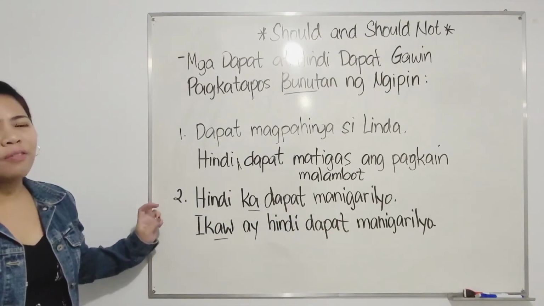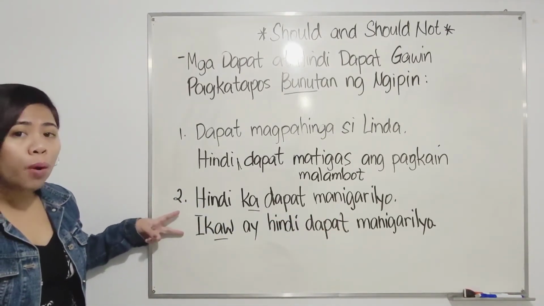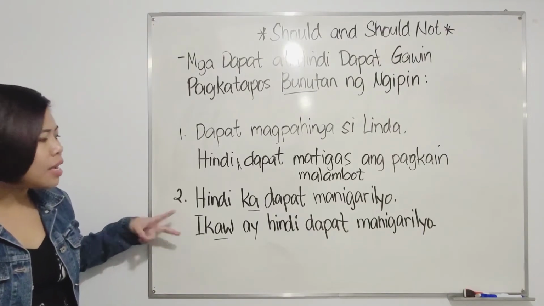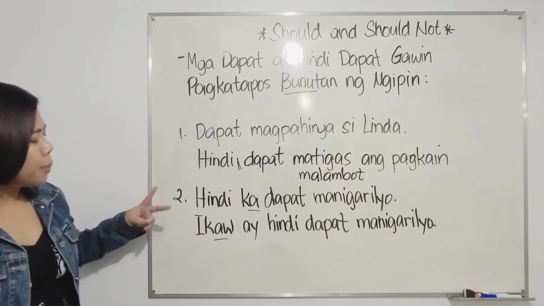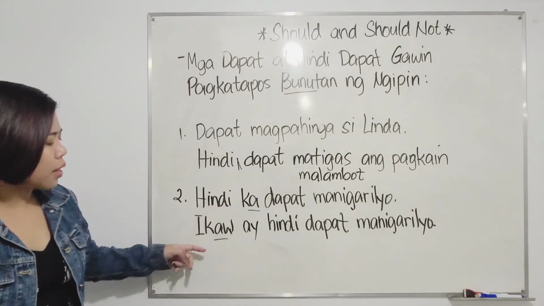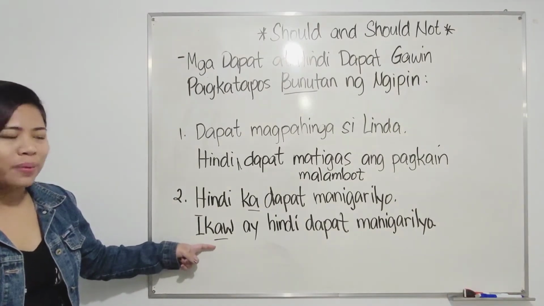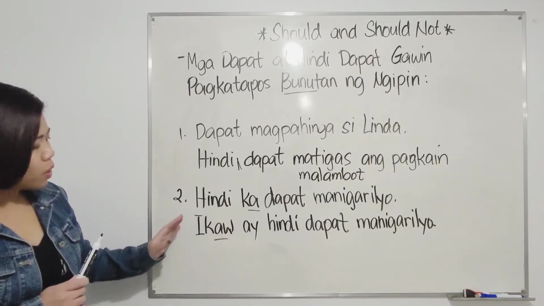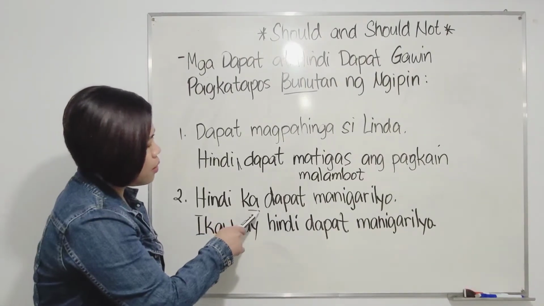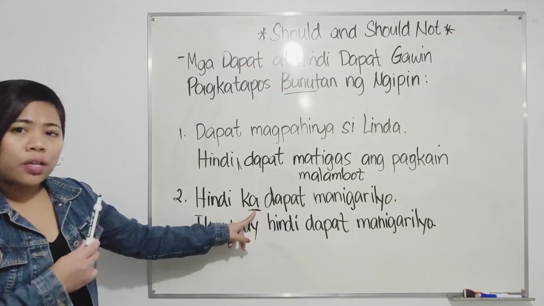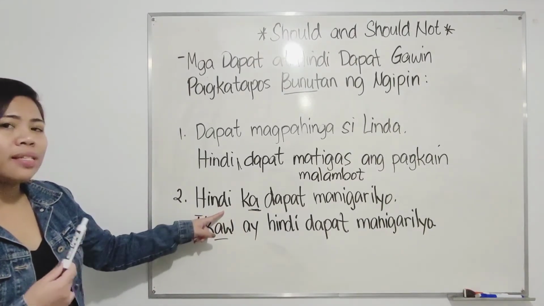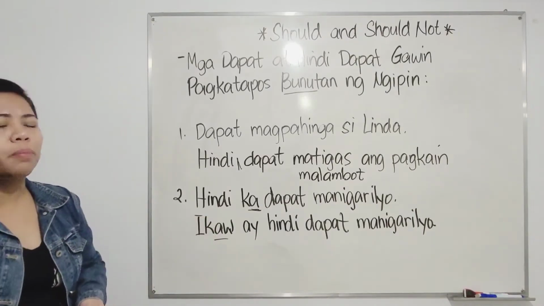What do you think is the difference between these two sentences? Though both of them have the same meaning, both of them are negative statements, but one used the ka and one used the ikaw. So the first one is, hindi ka dapat manigarilyo. I explained it to you. It's a pronoun. The first sentence is actually how we say it in conversational Filipino.